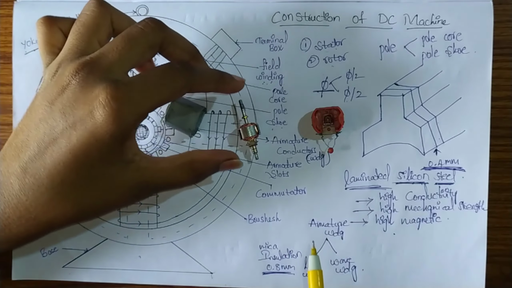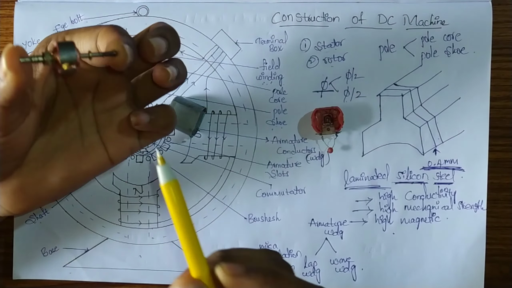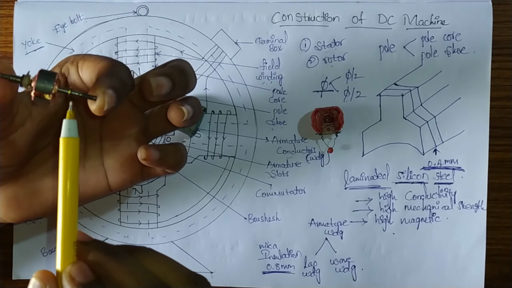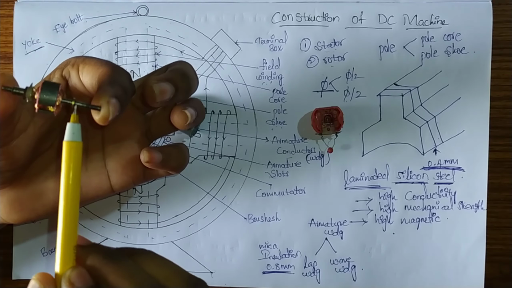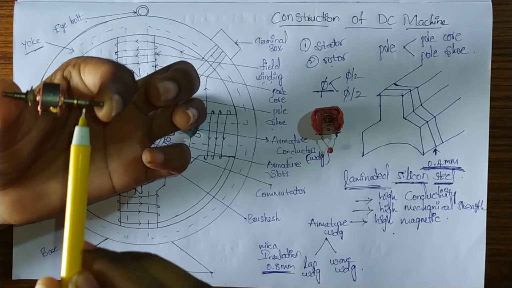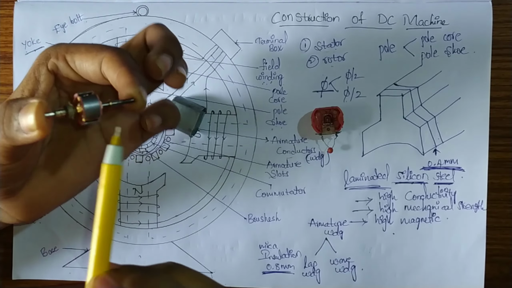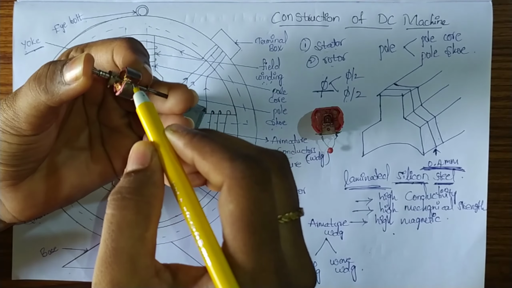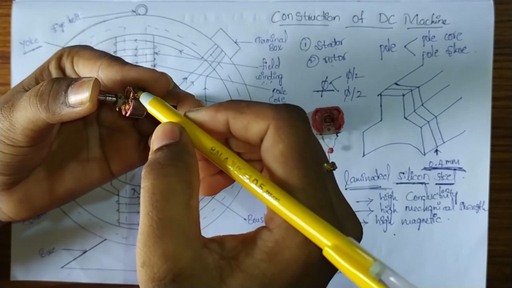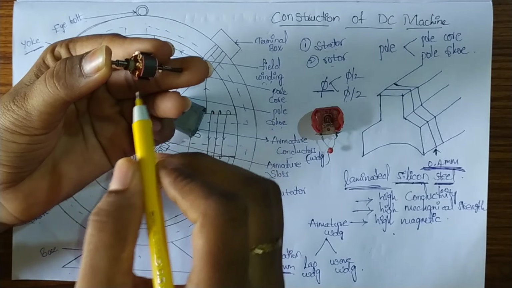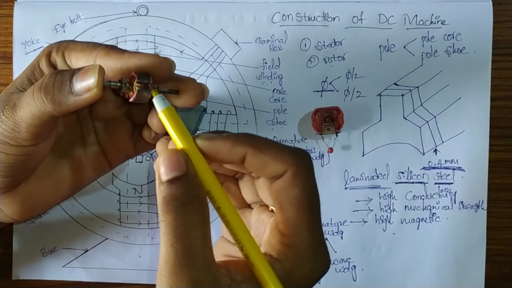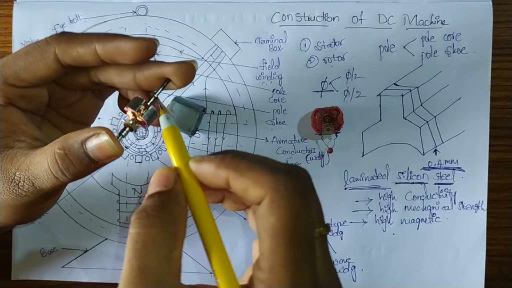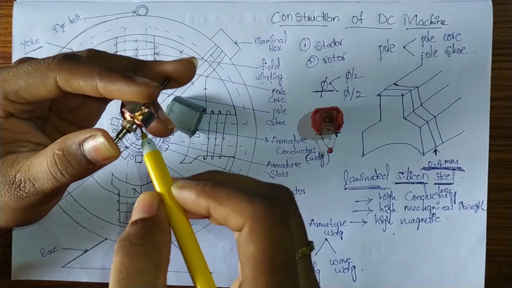And the next thing you can observe here is the armature core. This armature core is connected to the shaft. So this is the shaft, and to this shaft the armature core is attached. And you can observe that these are the slots. In these slots we are providing the armature winding. You can observe here that these are the armature windings. This is the copper wire which is wound around the slots.